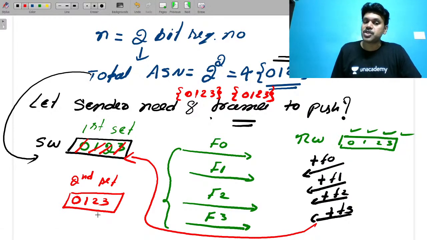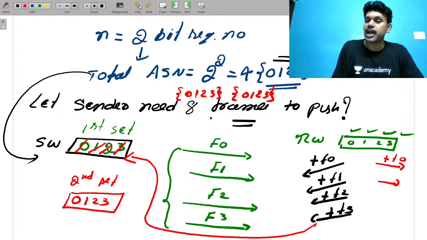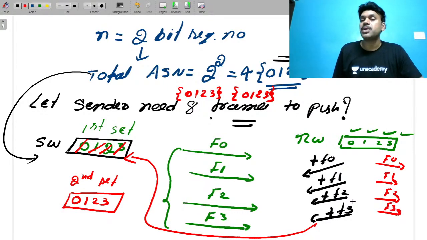Now he is transmitting 0, 1, 2, 3. So second set, frame 0, second set I am writing, and frame 1, and frame 2, and frame 3. Frame 0, and frame 1, and frame 2, and frame 3. It's fine, no doubt here.